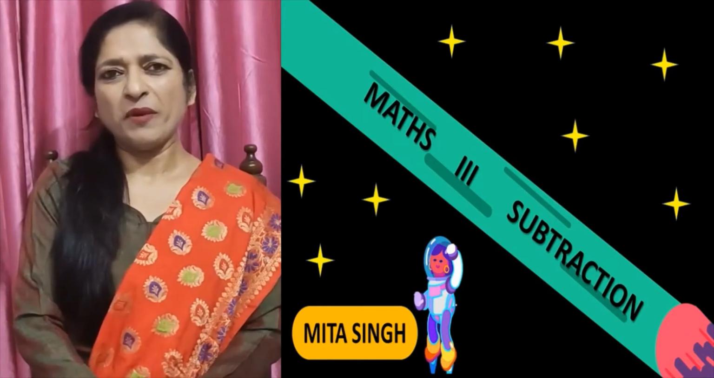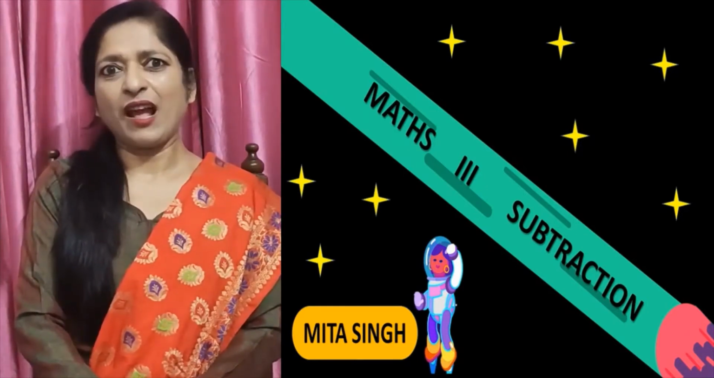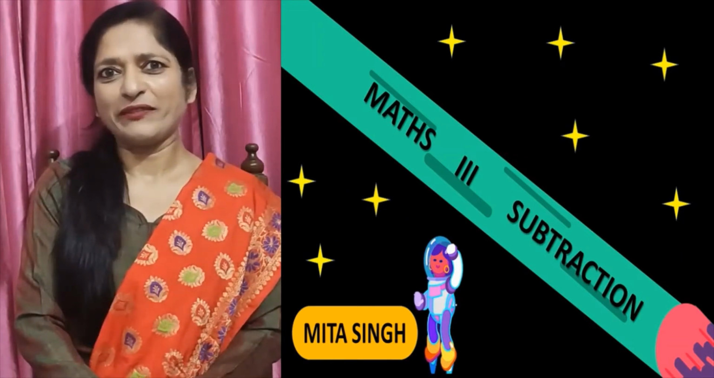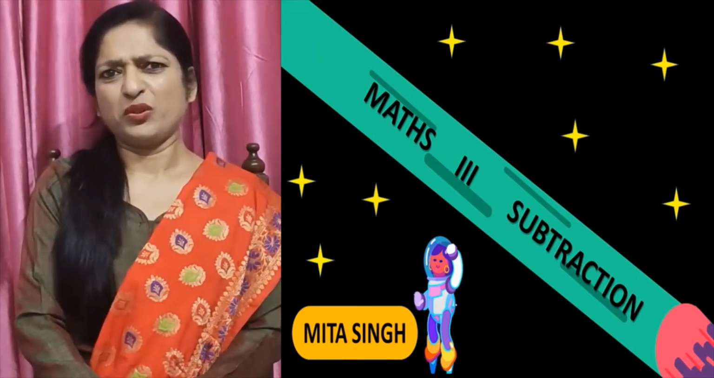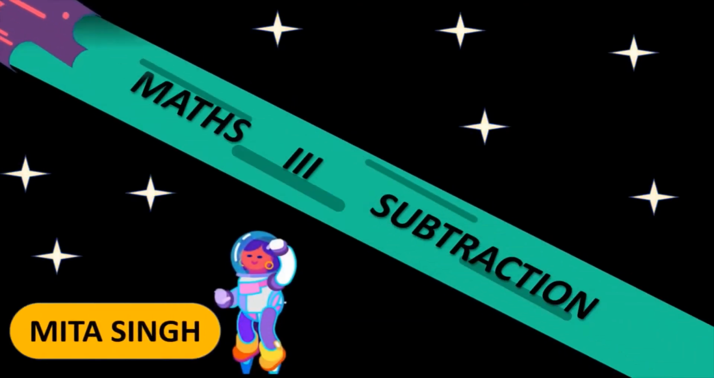Suppose your mother gives you 4 pieces of cake and asks you to keep it in the refrigerator. But you get tempted, so you eat one, and you are left with only 3. So what do we do? We subtract, or take away, 1 from the total number.